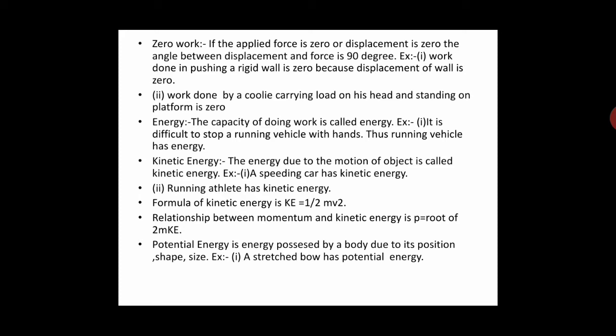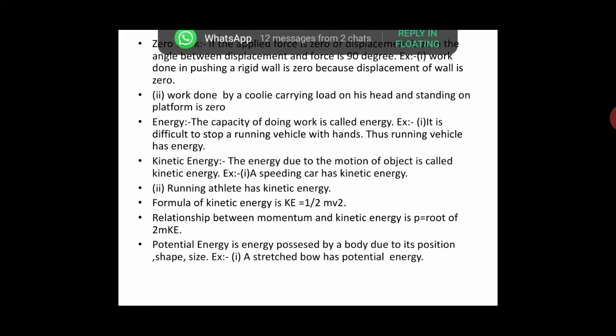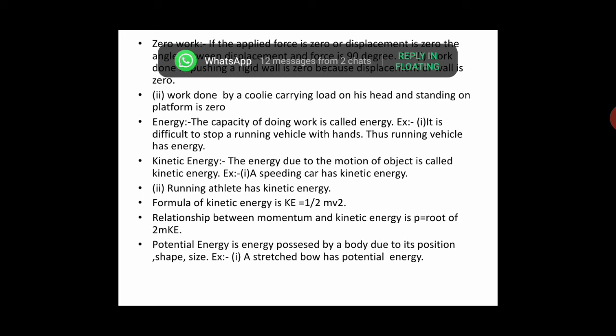The formula of kinetic energy is half mv squared. Since it is an object, it will have some mass, and since it is in motion, it will have some velocity. So kinetic energy is equal to mass times velocity squared divided by 2. The relationship between momentum and kinetic energy is P equals under root of 2mKE.